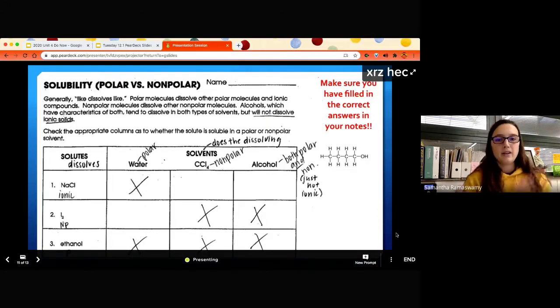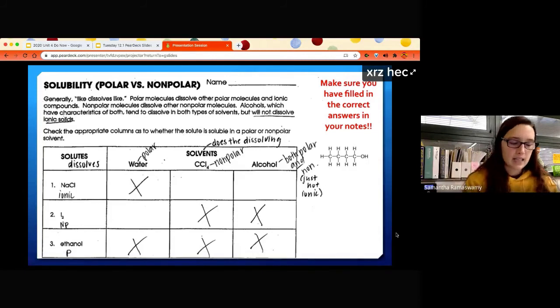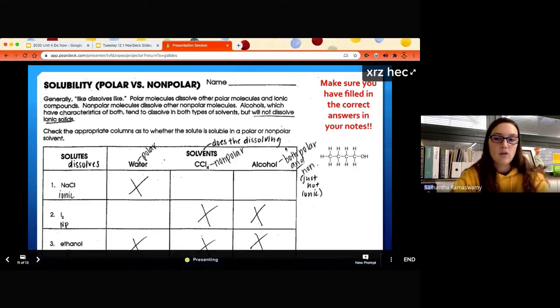So here are the correct answers. You can just double check, make sure that you have them. I know I did X's, check marks are the same thing. So for NaCl, you checked just water. Iodine was CCl4 and alcohol. Ethanol was all 3. Because remember that the solute is what gets dissolved. The solvent is what does the dissolving. So for this solvent, you had 3 solvents. You had polar, nonpolar, and then an alcohol, which exhibits both.